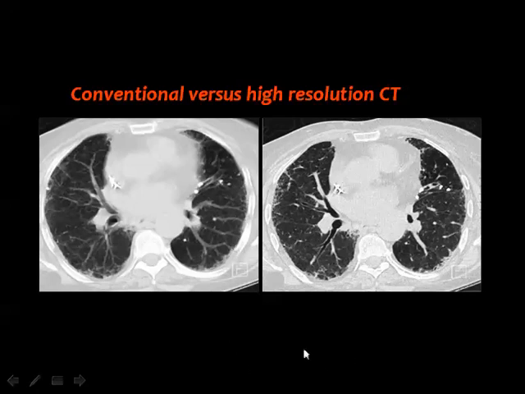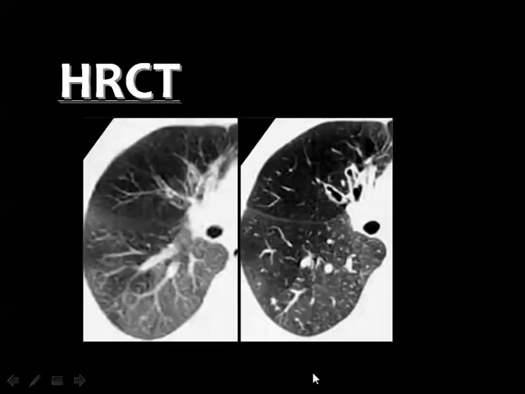So, in order to evaluate a diffuse lung disease, we should have what's known as the high resolution CT. It should be requested by the clinician. This is the difference between conventional CT and the high resolution CT. The bronchiectatic changes are not seen here. The fissure between the lobes is also not seen here, and you get more details about the opacities in the lung.